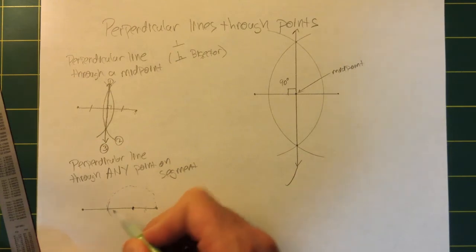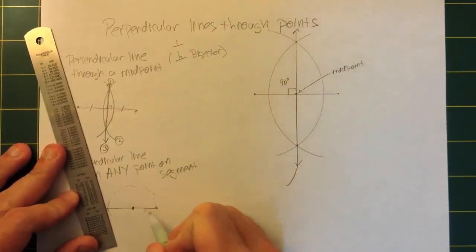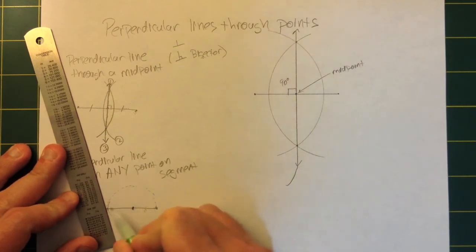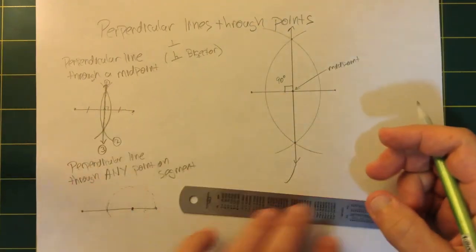And once I find that point, I don't care about this stuff over here. I'm just going to focus on this new segment and do perpendicular bisector through this new segment, ignoring this stuff over here. So here's what that looks like.